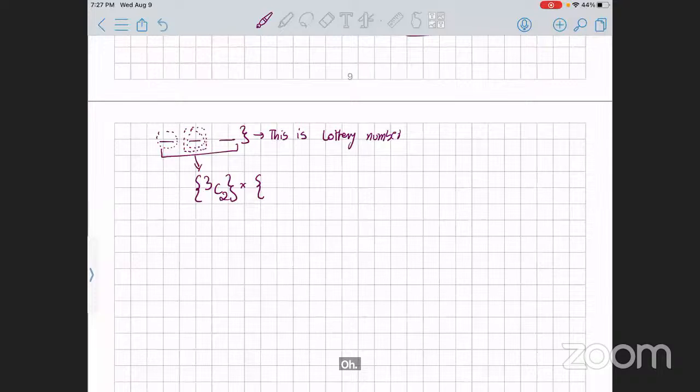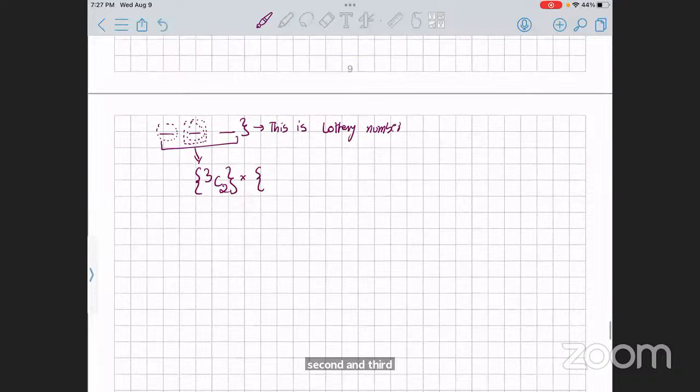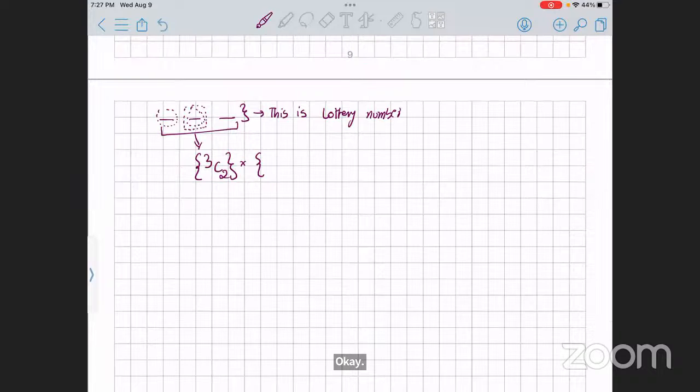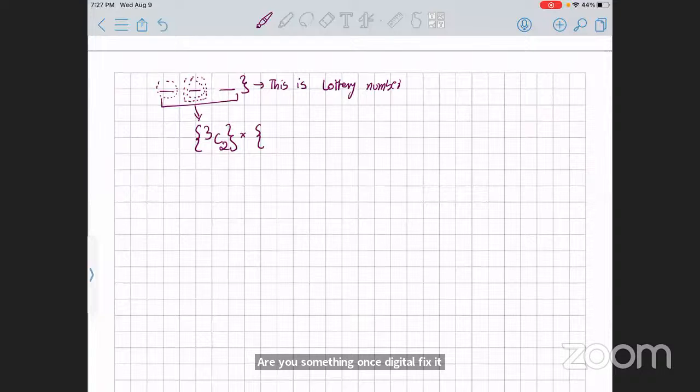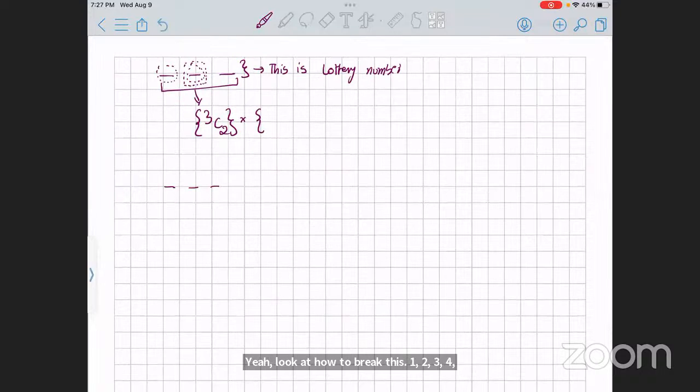Sir, we can go by probability of first 2, and first and last, and second and third. Yeah, you have to break this. Look, you fix something, fix one digit and try to move and find the probability. You have to break this. 1, 2, 3. Suppose first 2 numbers are matched.